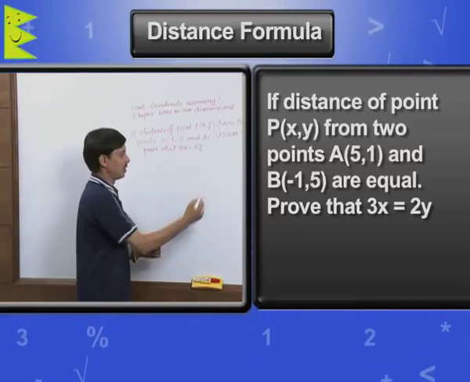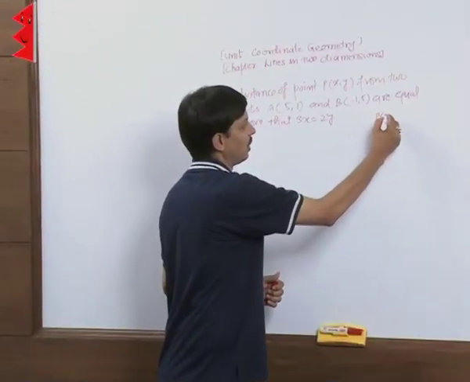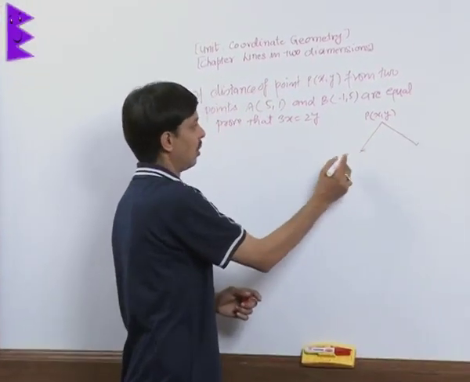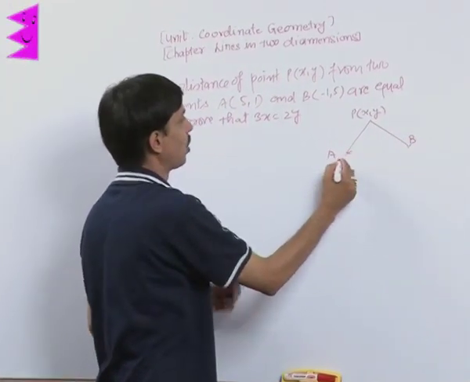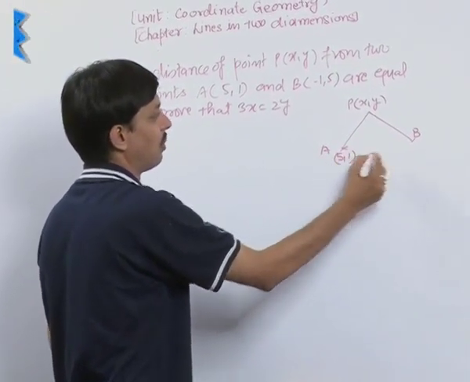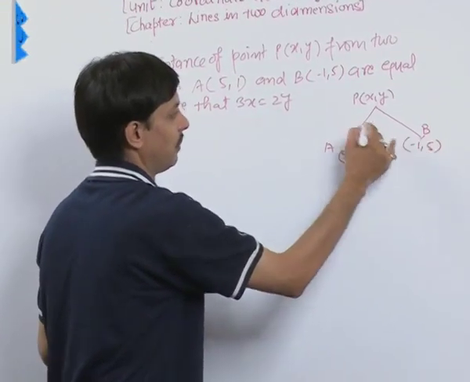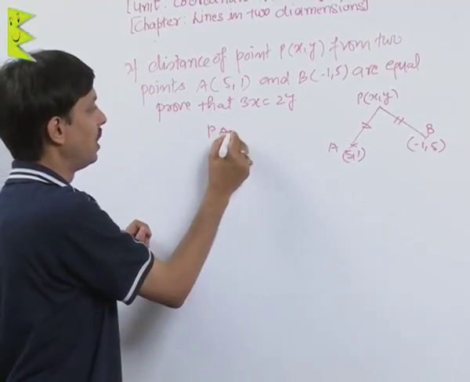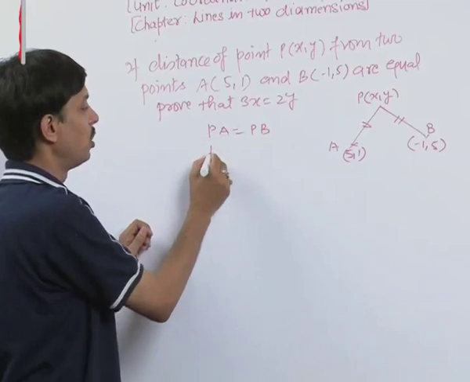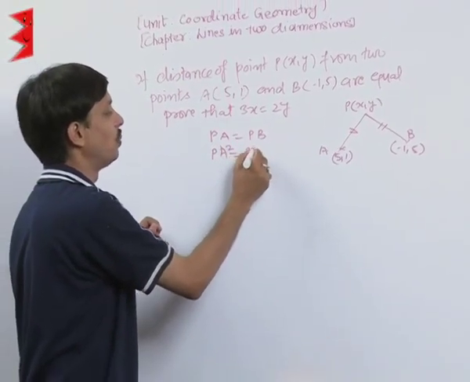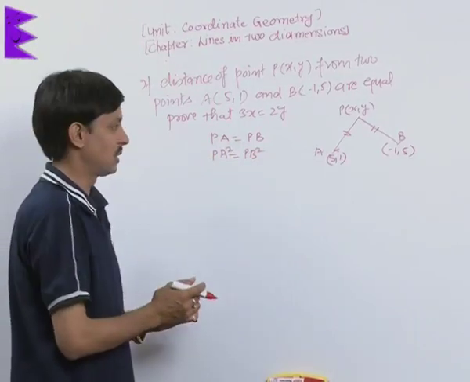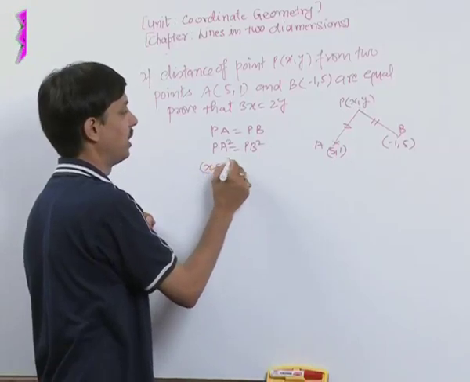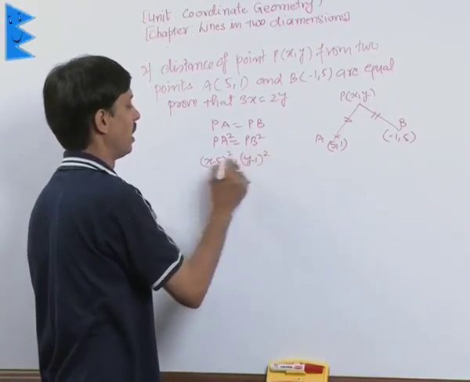Again we will create the situation. Let us suppose this is the point P given by the coordinates (x, y). For the distances of A and B from P, the coordinates of A are mentioned as (5, 1) and B (-1, 5). This distance is given equal to this distance. That is, we have PA equal to PB, or you can say PA squared is equal to PB squared by squaring both sides. Distance PA is given by the square root of (x minus 5) squared plus (y minus 1) squared.